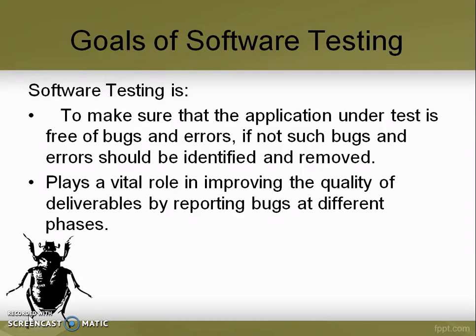Goals of software testing. Software testing is to make sure that the application under test is free of bugs and errors. If not, such bugs and errors should be identified and removed. Testing plays a vital role in improving the quality of deliverables by reporting bugs at different phases.